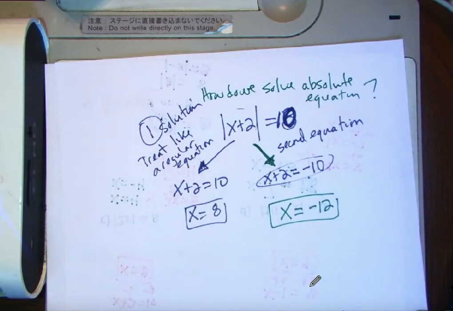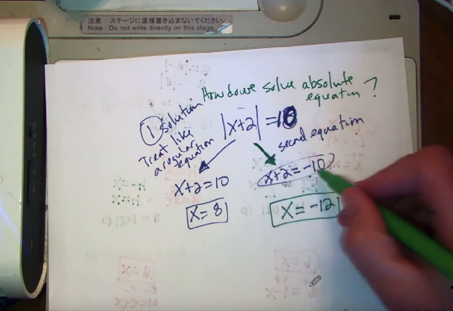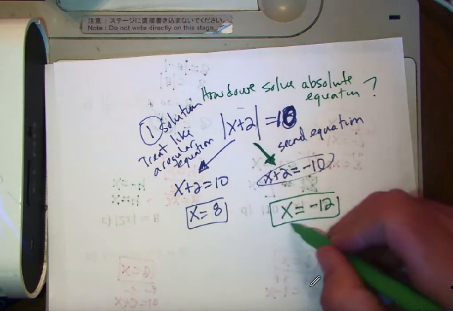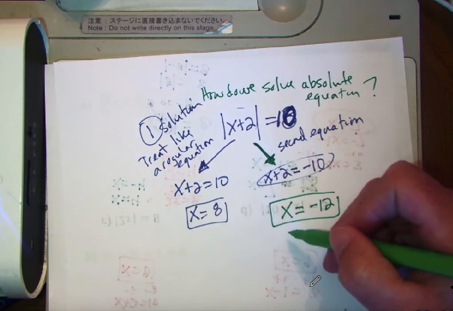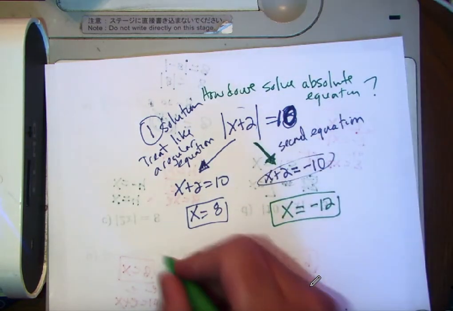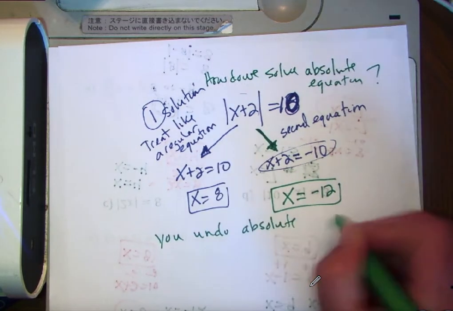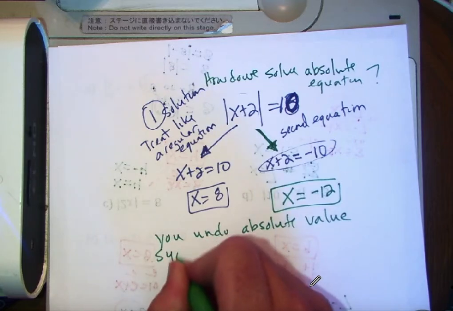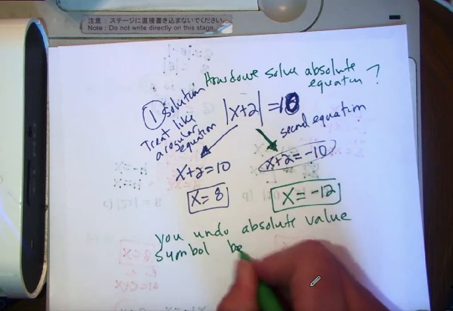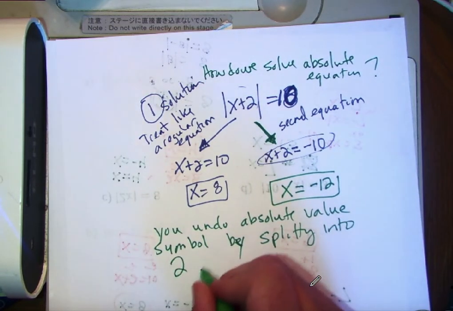And because we need 2 answers, we kind of need 2 equations to get them. And that's the trick. We need both a positive and negative answer to give us the equations. Okay? And so I just want you to practice that step today. That's our new step. This is how you undo. I'll write that down. You undo absolute value symbol by splitting into 2 equations.